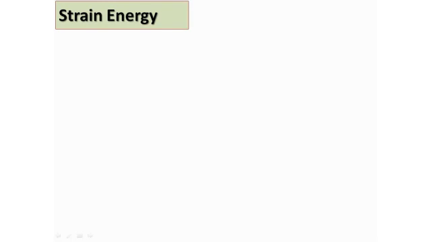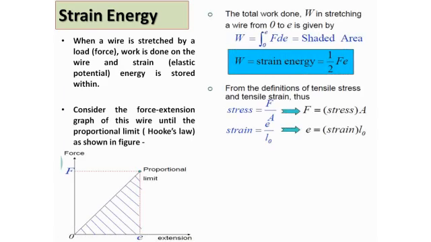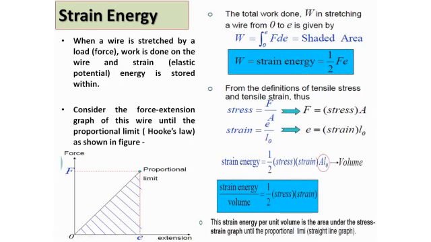The next concept is the strain energy. So what is the strain energy? Very simple. Just remember that whenever a wire is stretched by a load or a force, if we try to stretch the wire, work is done on the wire, right? And strain energy, also known as the elastic potential energy, is stored within. Whenever we stretch a wire, the energy we have put in stretching the wire is stored in the wire as elastic potential energy, right?